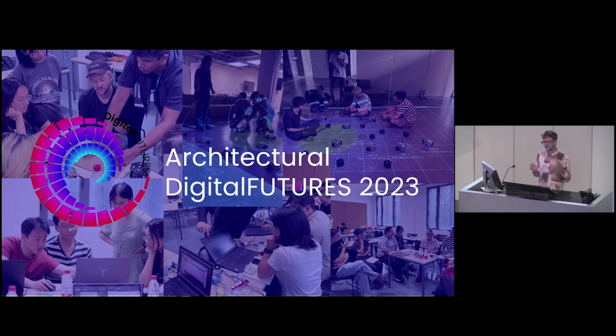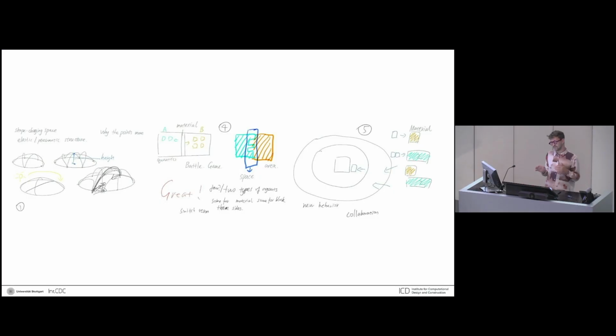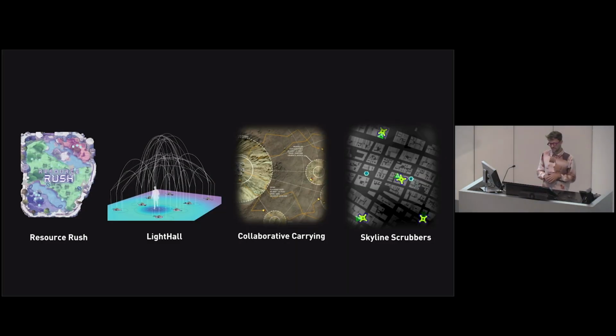And what we wanted to do in our workshop, knowing that this robot is kind of limited in its capabilities, is ask our students to reimagine what this robot could be or what this could stand for. Through the seven-day, very intense, we were calling it a hackathon experience, we started out with many hand sketches of what this could mean, and this eventually led into four more concrete concepts, which we called Resource Rush, Light Haul, Collaborative Carrying, and Skyline Scrubbers.